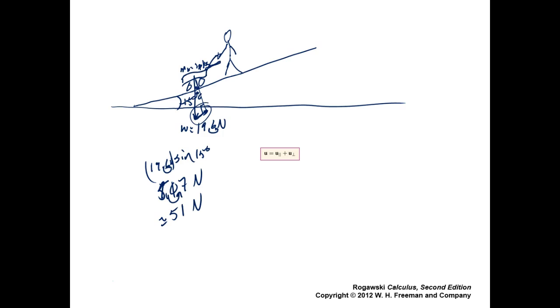And by the way, I drew mine kind of backwards. This component really should be going that way and this one that way. But I was already turning it around to what you would have to pull up the hill, up the ramp. Okay.